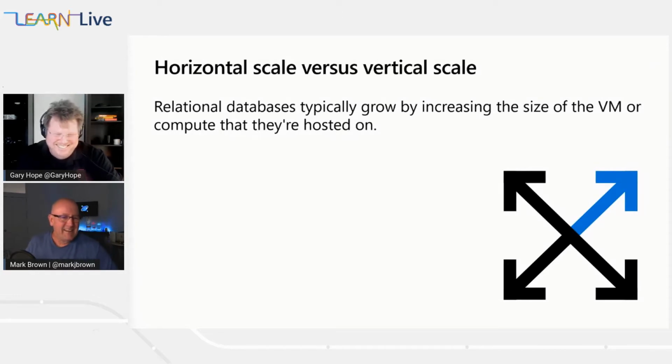So typically, relational databases will grow by increasing the size of the VM or the compute they're hosted on. NoSQL databases are fundamentally different in that they scale by adding more servers, not increasing the size of the server. Now, in Cosmos, we call these different servers partitions, and they're there to store increasing amounts of data. So as you add more data to a database like Cosmos, we'll continually add more physical partitions or servers behind the scenes so that we can store that data and access it.